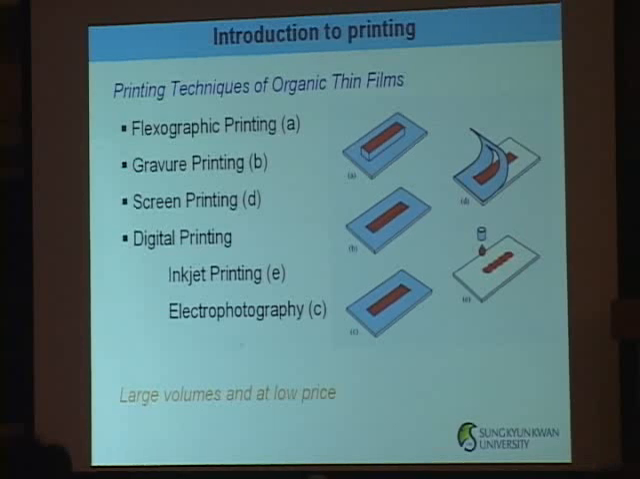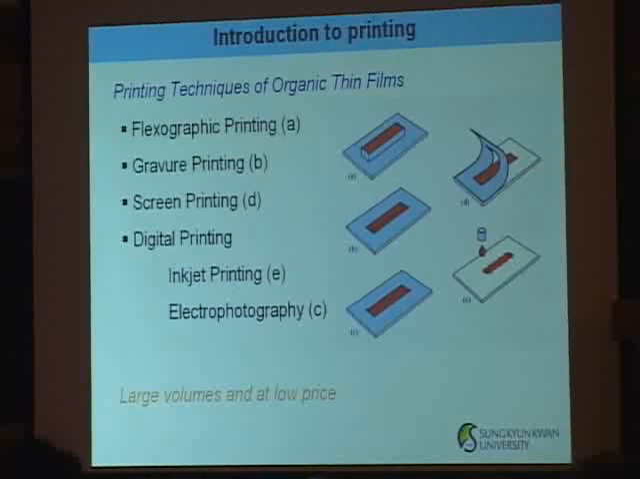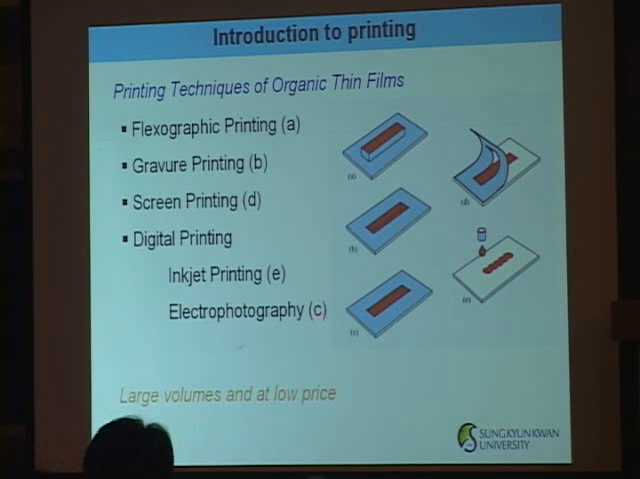And screen printing is where we use mask and screen at the same time, and then we print the ink on the whole mask, and ink is transferred to the open area of the mask to the substrate. And the last kind of printing is digital printing, in which there is inkjet printing and electrophotography. Inkjet printing is the way we are using all the time, and electrophotography is the printing where we want ink to be printed.